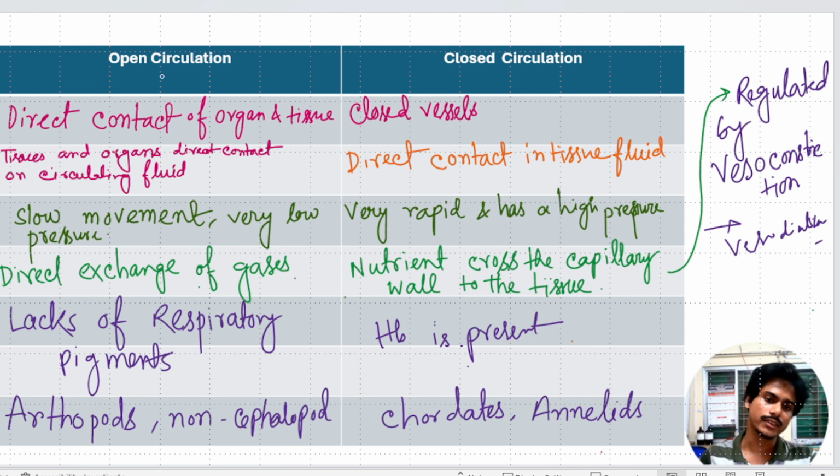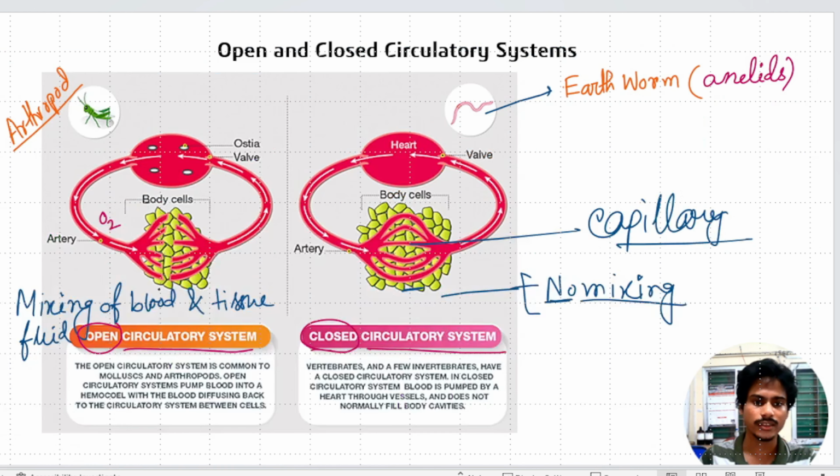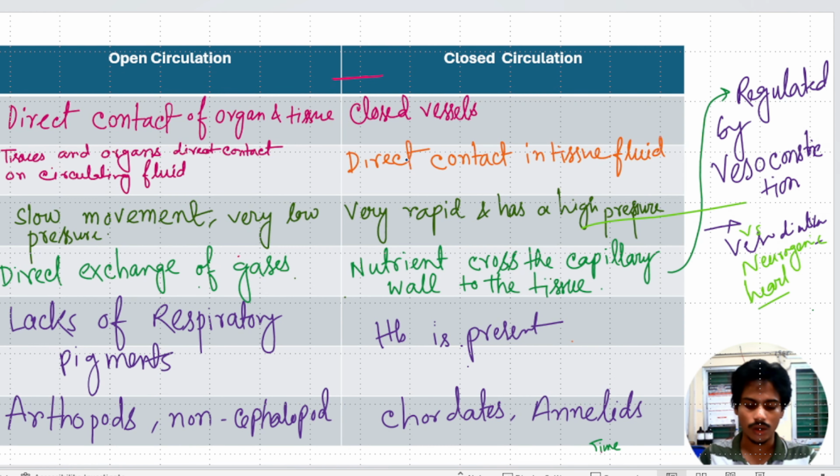For the differences, we write down the open circulation and the closed circulation. For the open circulation, the hemolymph is directly collected in the organs and tissues, so it is in direct contact with the organ and tissue. For the closed circulation, the blood circulates in closed tubes, vessels, and most components do not come in direct contact with the organs and tissues because it's a closed system.